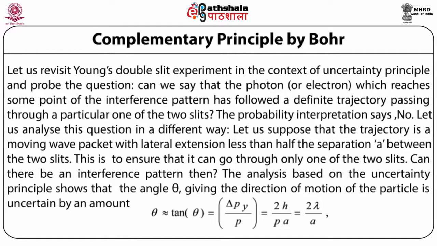Based on the uncertainty principle, we see that the angle theta giving the direction of motion of the particle is uncertain by an amount theta ≈ tan theta = delta py / p = 2h / pa = 2 lambda / a, where delta py is the uncertainty in the exact determination of the y component of the momentum, p is the momentum, h is Planck's constant, a is the half separation between the two slits, and lambda is the wavelength of the wave associated with the particle.